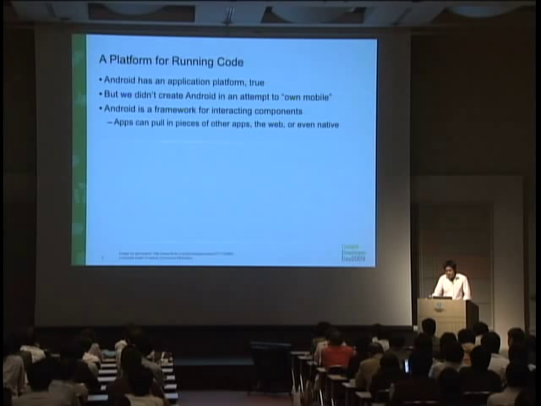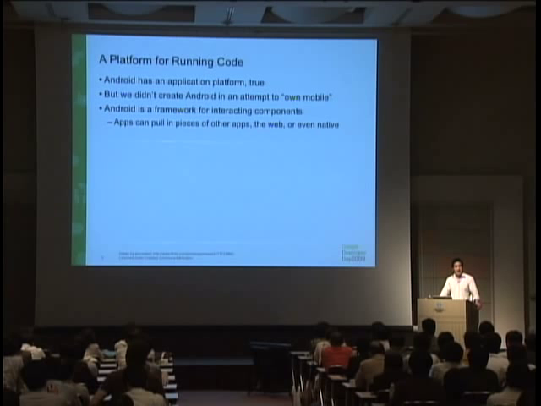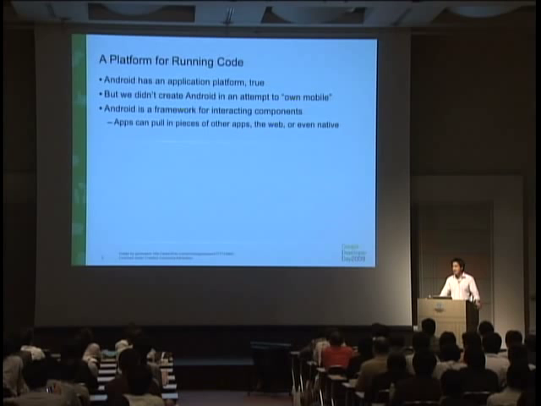But as Google and as the Open Handset Alliance, we didn't create Android to try to control or own mobile. What we wanted was a modern, efficient, and powerful software stack for mobile devices. And to that end, Android is a framework for creating and having components from various applications interact with one another. For you as a developer, this means that apps can pull pieces in from other applications, even include the web, or in some cases, even include native code. And as we talk today, I will talk about all three of these possibilities.